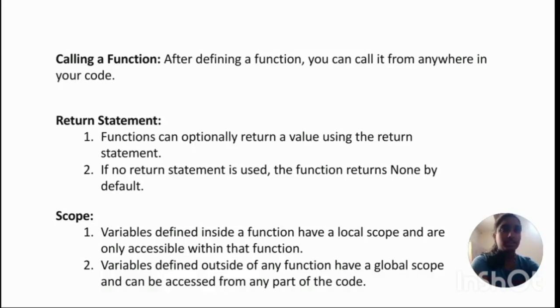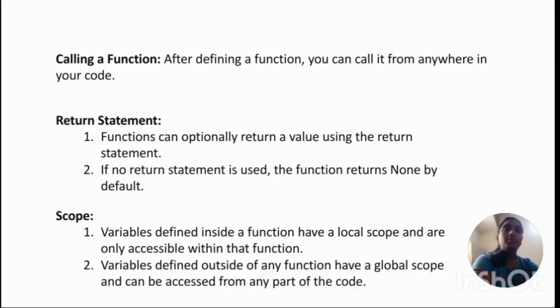In calling a function, after defining a function, you can call it from anywhere in your code. Return statement. Functions can optionally return a value using the return statement. If no return statement is used, the function returns None by default.